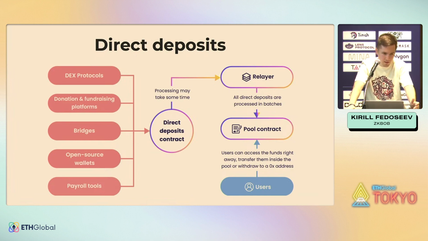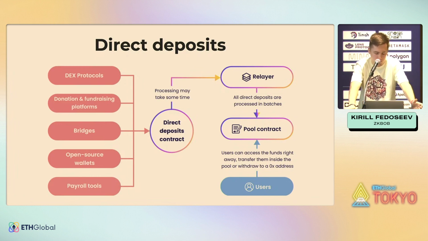Then after some time, normally 10 to 15 minutes, the relayer, which is hosted by us, will process those pre-submitted direct deposits in batches and generate the necessary SNARK proofs for them in a trustless manner, so that no one is able to manipulate the data in the direct deposits after they have been submitted. Once this transaction from the relayer is submitted to the pool contract and confirmed, the receivers of those direct deposits are able to access the funds right away in the same way as they do by simple interaction within our zkBob UI. Users can continue to transfer them inside the pool to other participants or withdraw them back to a public 0x address.